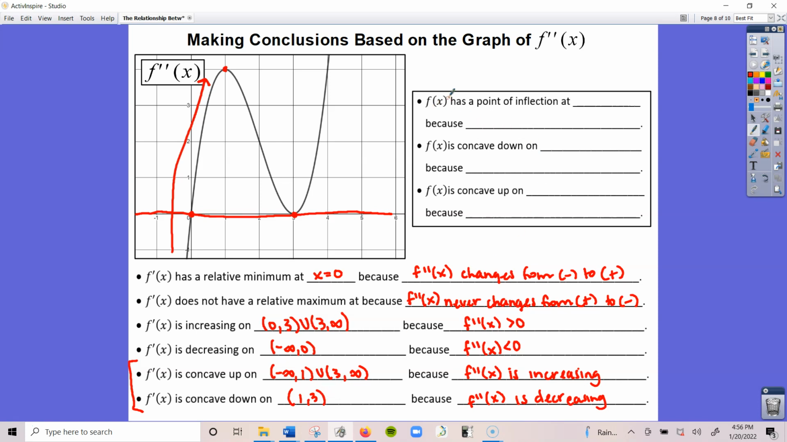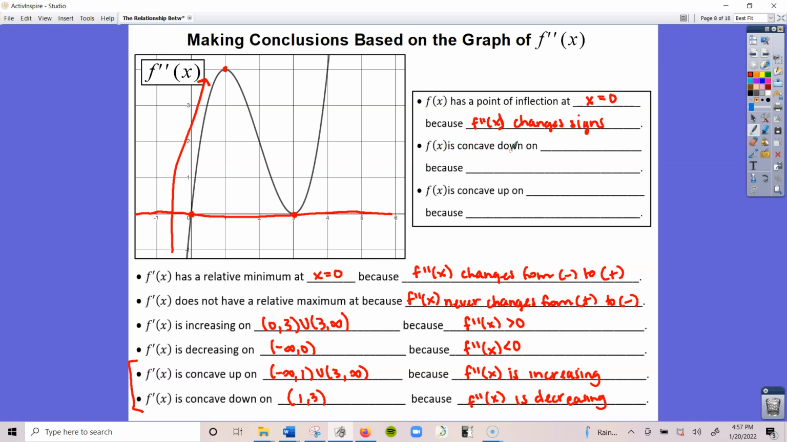We're almost done. Here, f of x has a point of inflection. We only have points of inflection when f double prime of x changes signs, meaning either from positive to negative or negative to positive, which occurs only here at x is equal to 0.